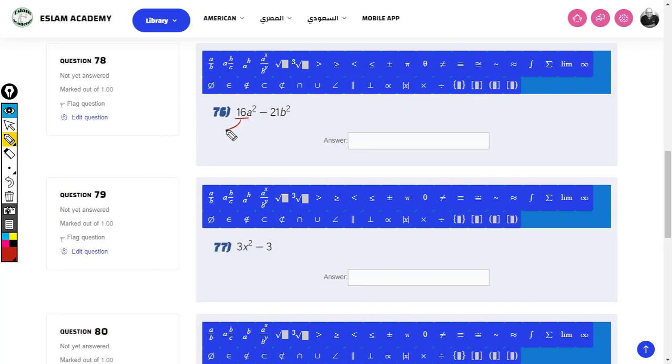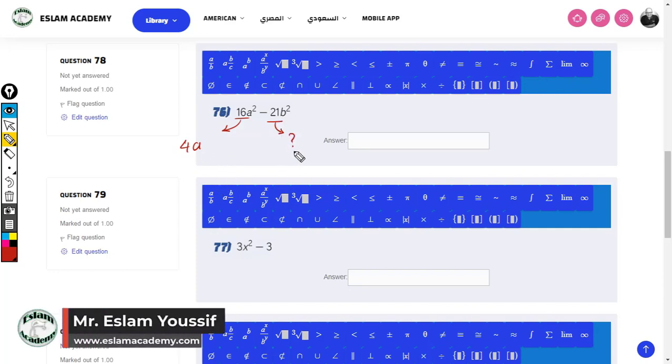We can find the square root of the first term, which is 4a. But we can't find the square root of the second. It means this expression is not difference of two squares. And there is no common factor. So we have here a prime expression.